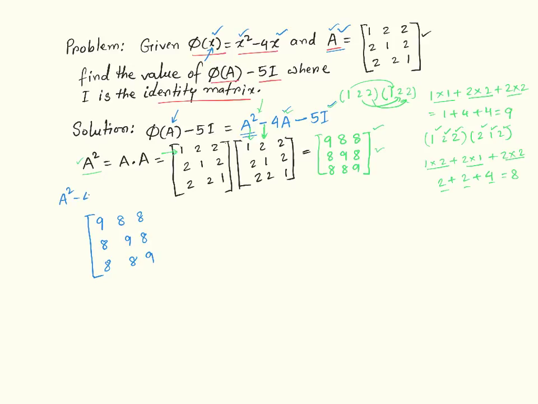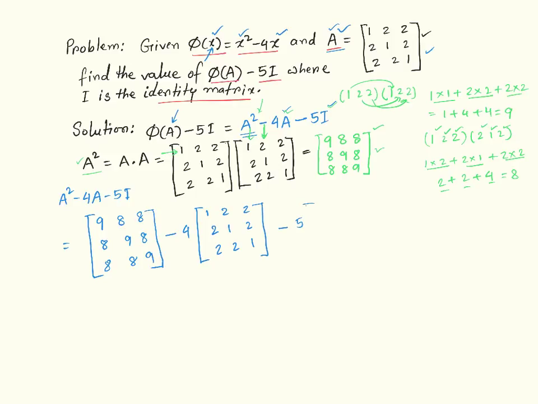That's my A square. Let me just write it here for clarity. A square minus 4A minus 5I is going to be equal to this matrix, which is A square, minus 4 times A. A is already something I know, which is right here: 1, 2, 2, 2, 1, 2, 2, 2, 1. Minus 5I.